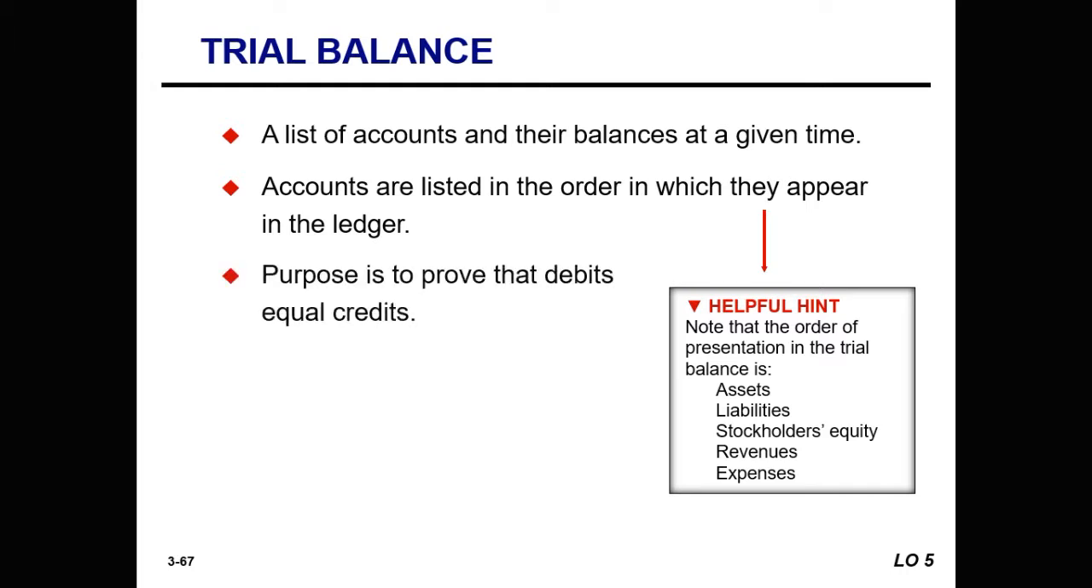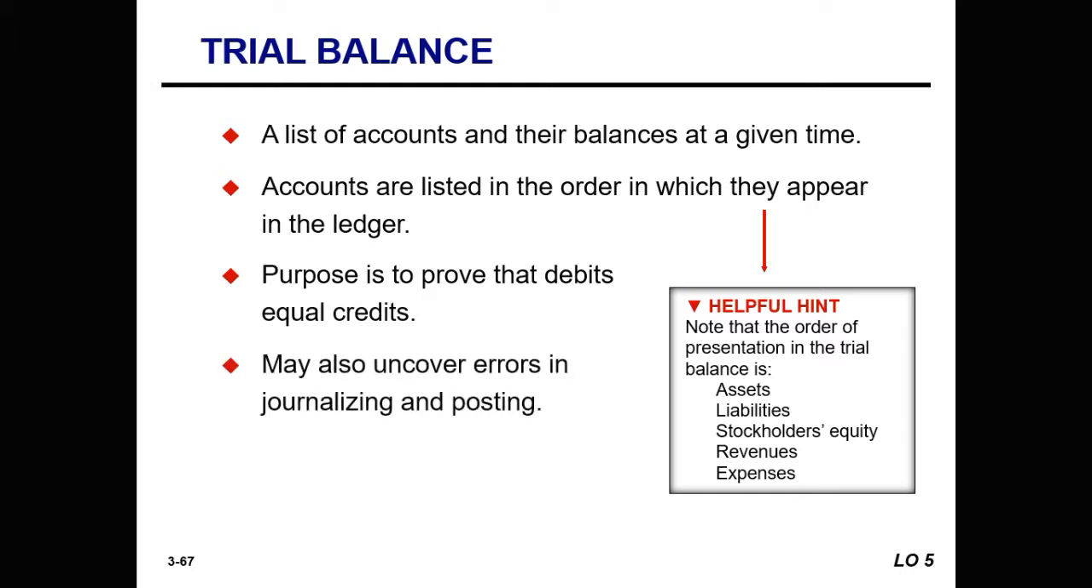We want to ensure that all the debits equal credits because accidents can happen and something can be misposted both to a debit side or both to a credit side. It aids us in uncovering errors in journalizing and posting. If during the trial balance we find that something is not in the normal balance side, it leads us to investigate the different transactions that impacted that account.